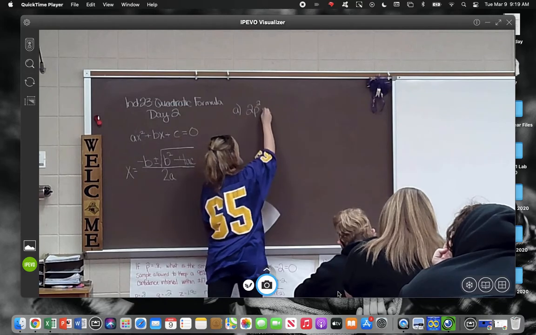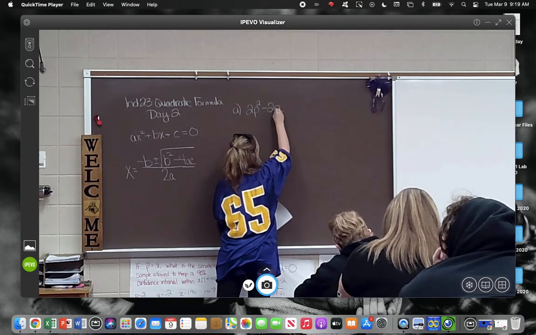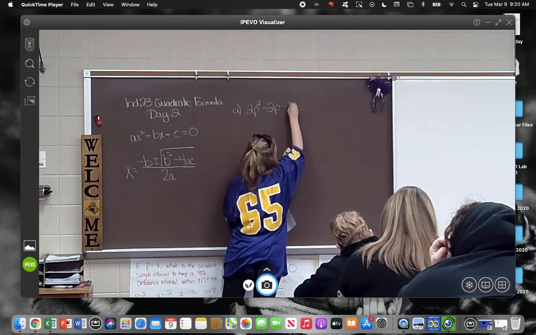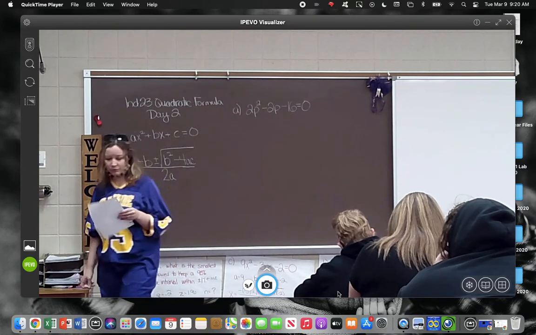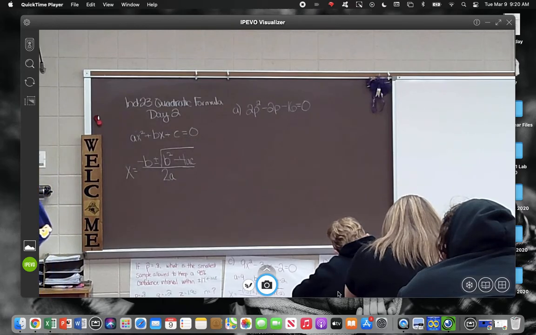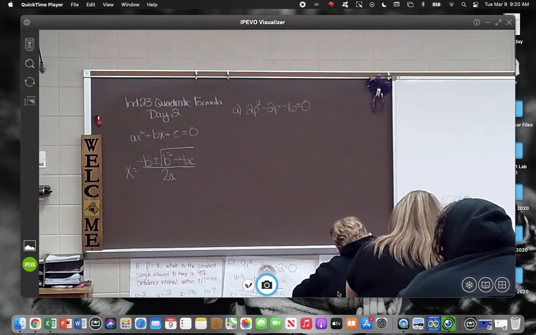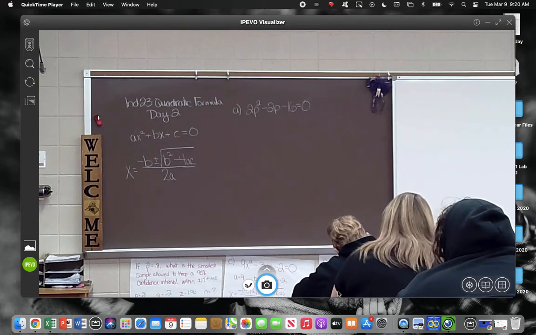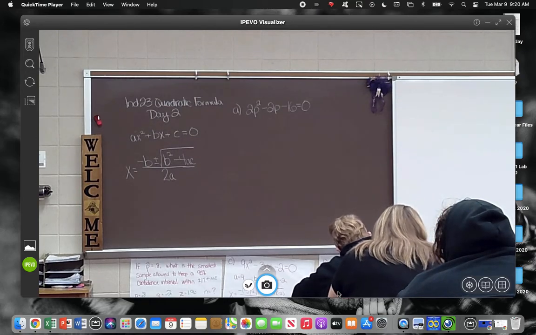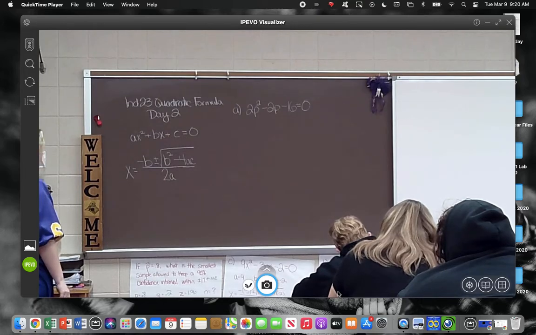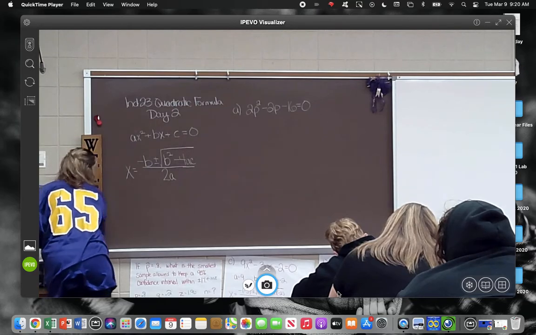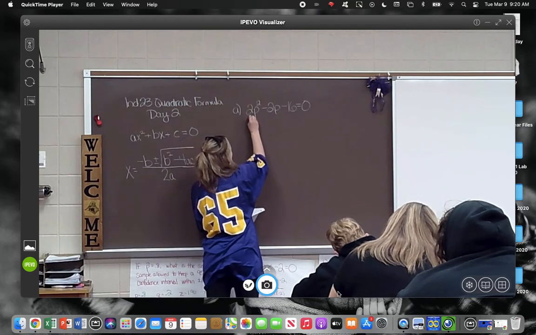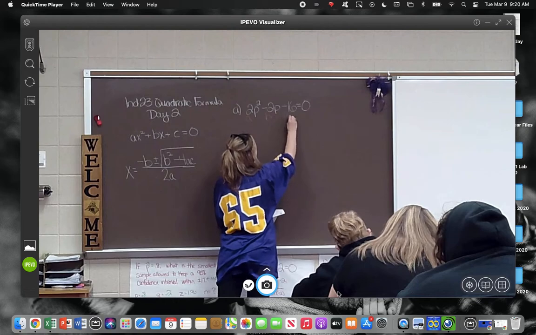2p squared minus 2p minus 16 equals 0. All right, so on this one, what am I going to plug in for a? A is 2. What about b? Negative 2, and c? Negative 16. So I'm just going to write a, b, and c here.